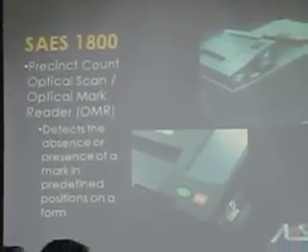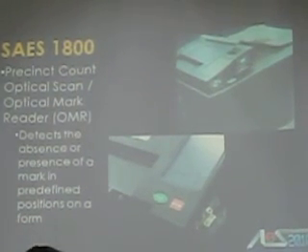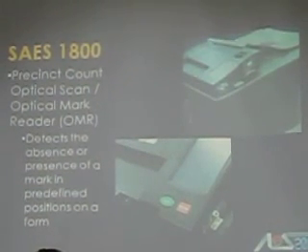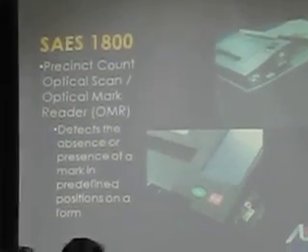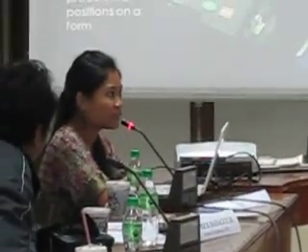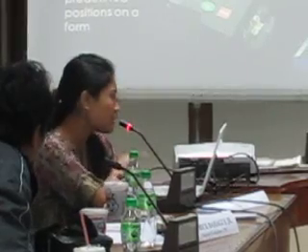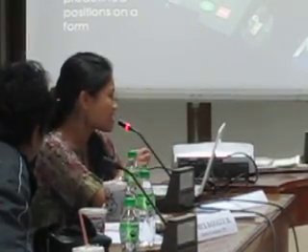precinct count optical scan optical mark reader. What is important to note about this technology is that it detects the absence or presence of a mark in a predefined position on a form. So it is like the OPEX form, which we shade and which will be processed, and at the end of it, we will know what our scores are. The important part of that text is the predefined position on a form. That means that the printing must be very precise.